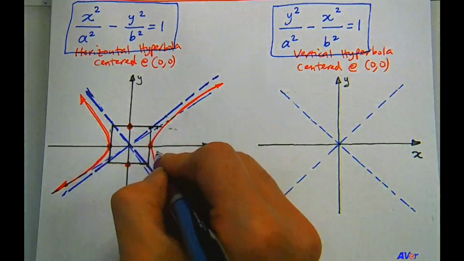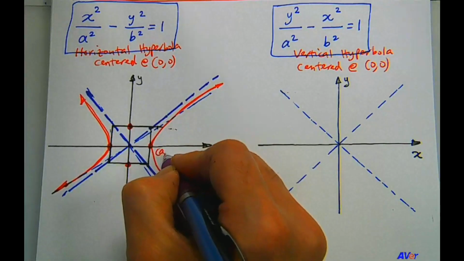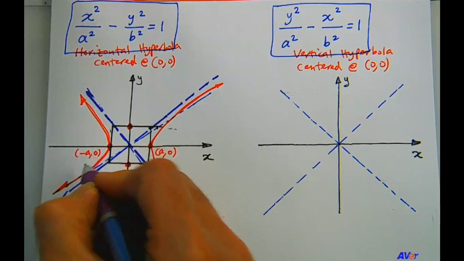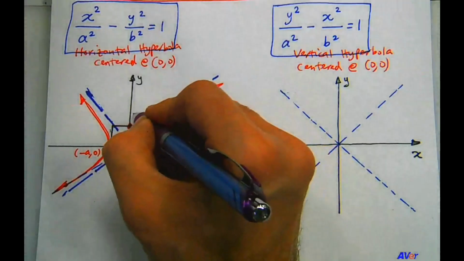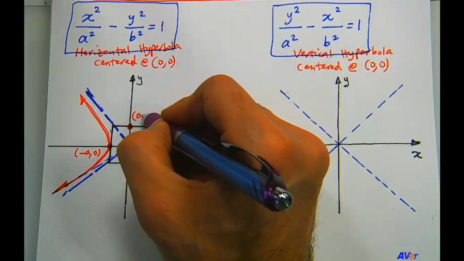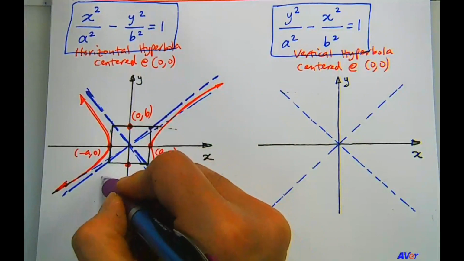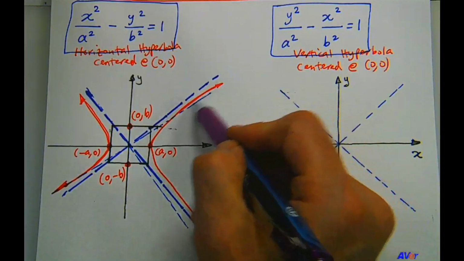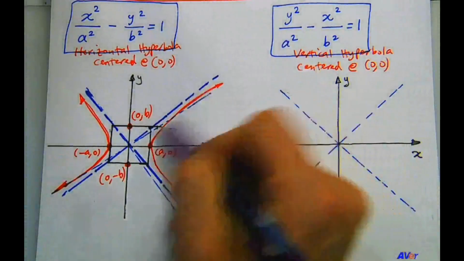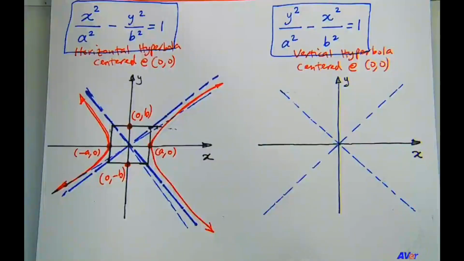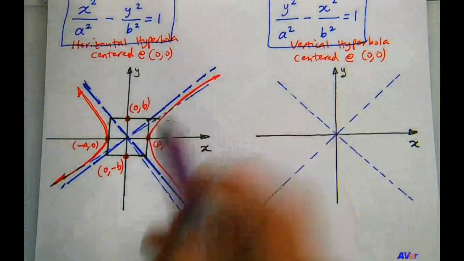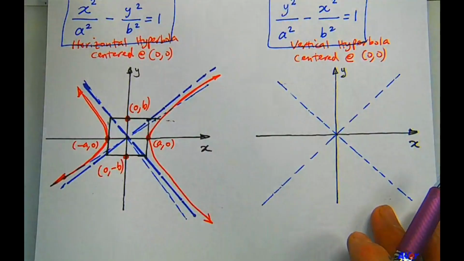And the vertices, so this would be A comma 0. This vertex would be minus A comma 0. So what are these 2 points? These points are the B values. So 0 comma B, and that one is 0 comma minus B. And please ignore this lighter blue line. The thicker one is in a more accurate position than the thinner blue line that you see.